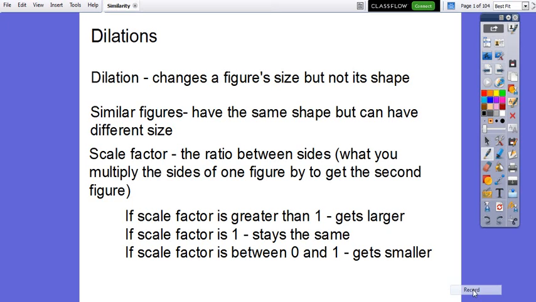So dilation changes a figure's size, but not its shape. Similar figures have the same shape, but can have different size. Scale factor is the ratio between sides, what you would multiply the sides of one figure by to get the second figure.